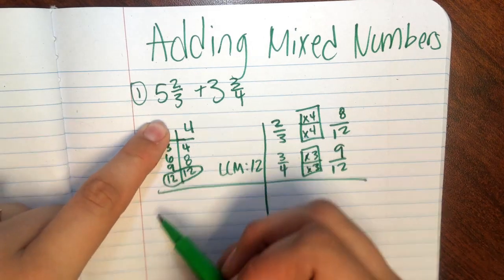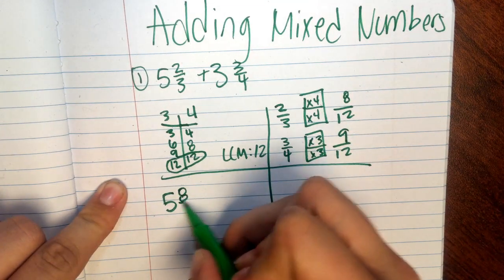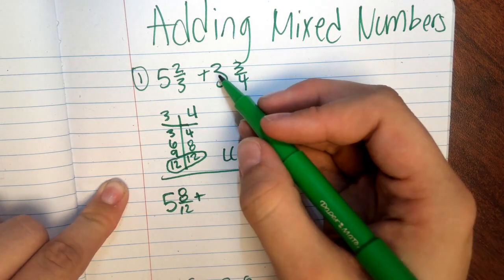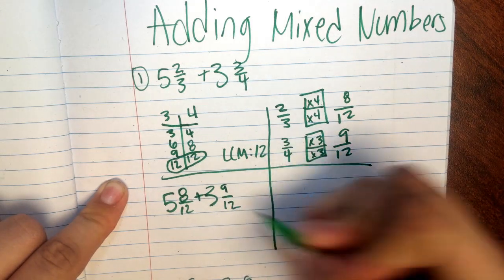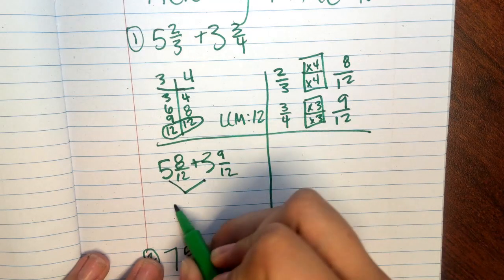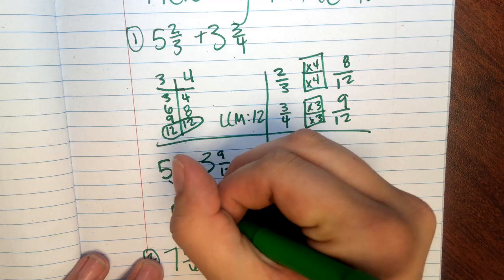I'm going to bring back down my whole numbers. So 5 with my new fraction of 8 twelfths. I am adding. My next whole number is 3 with my new fraction of 9 twelfths. So now let's go ahead and add. 5 plus 3 is 8. 8 plus 9 is 17 twelfths.